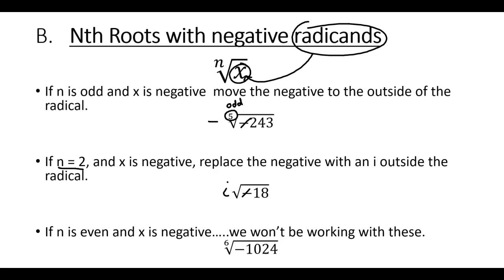Now, the last one, let's say it's some other even number, but it's not 2. We haven't learned that, and I'm not going to go over that with you guys. Okay, so don't worry about it. So if it's odd, the negative goes on the outside. If it's a square root, i goes on the outside. And I won't give you problems where this is an even number and this is negative, because that's not in the scope of what we're learning this year.